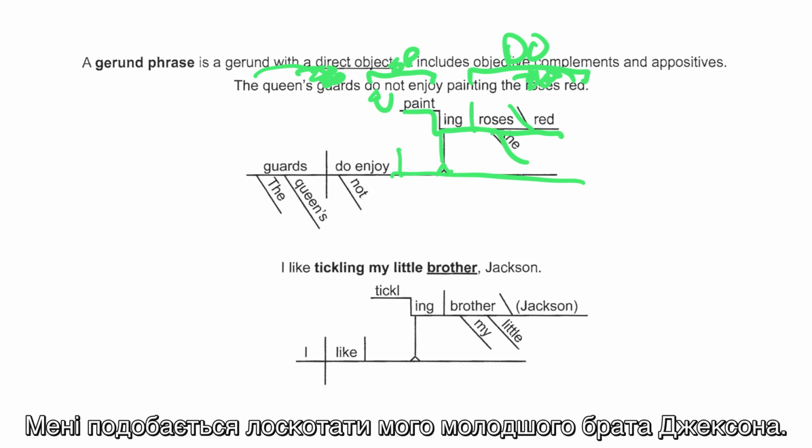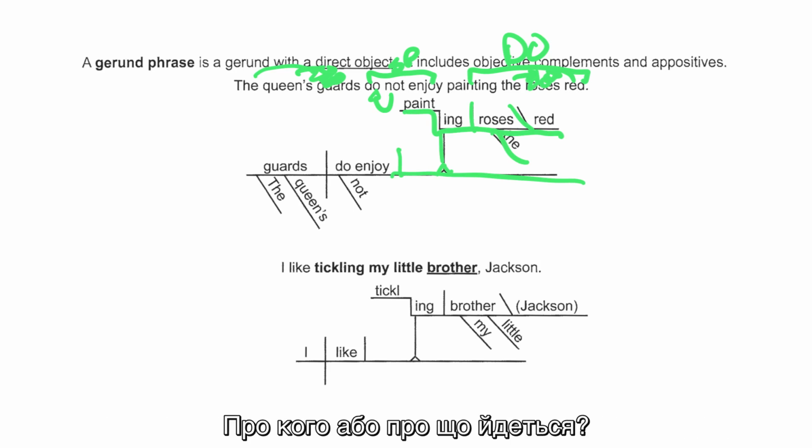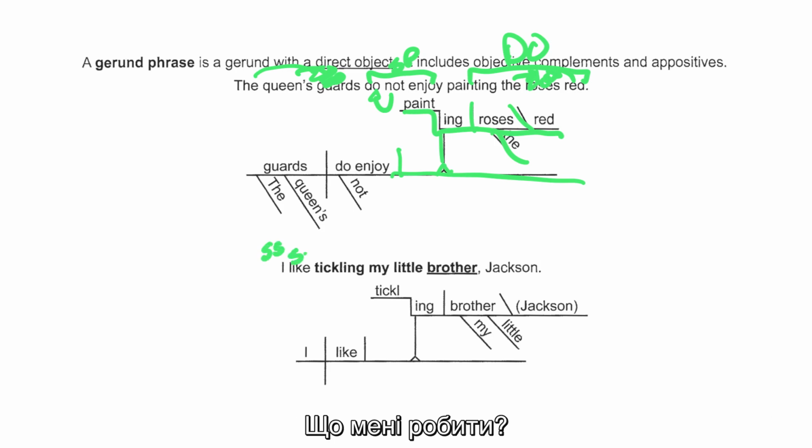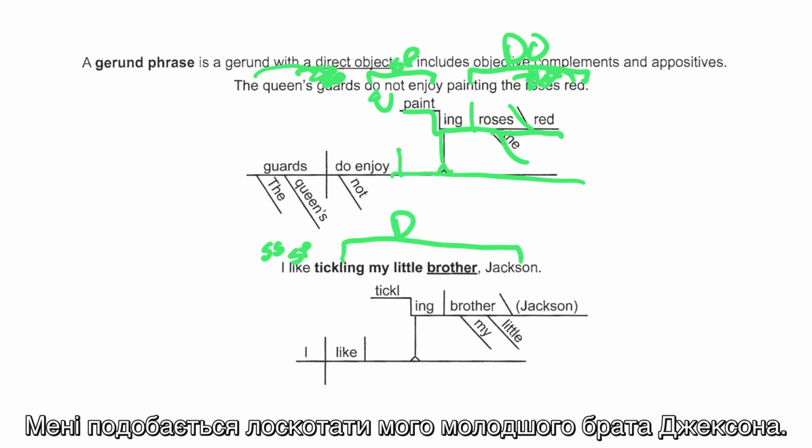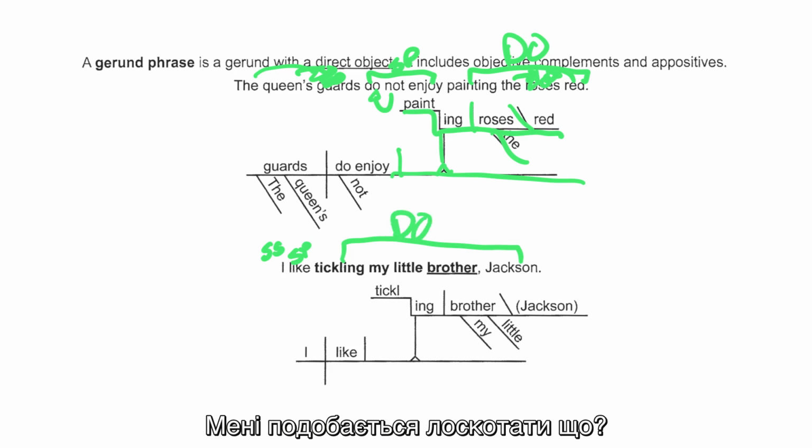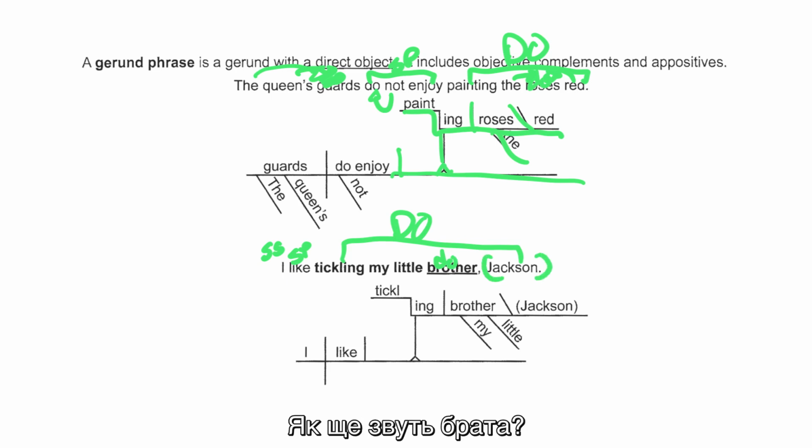I like tickling my little brother Jackson. Who or what is it about? It's about I. What do I do? I like. What do I like? I like tickling my little brother Jackson. I like tickling what? Brother. What's another name for brother? Jackson. What kind of brother? Little. What kind of brother am I?